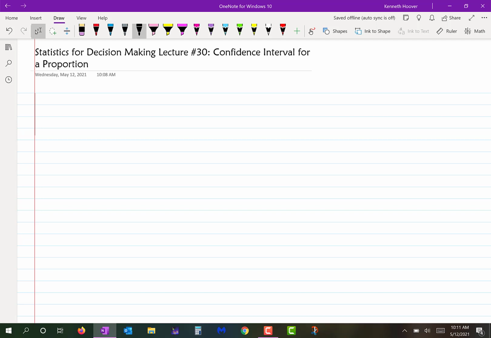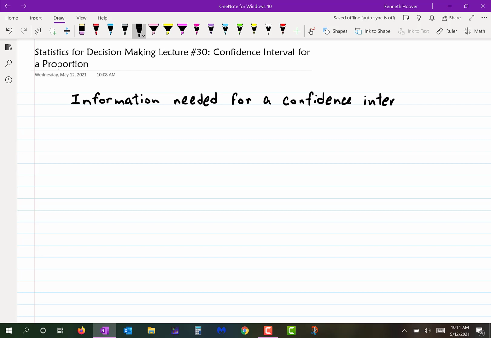I am going to label this as information needed for a confidence interval for a proportion. All right, what you need is, you need your sample size. We'll call that N like we usually do.